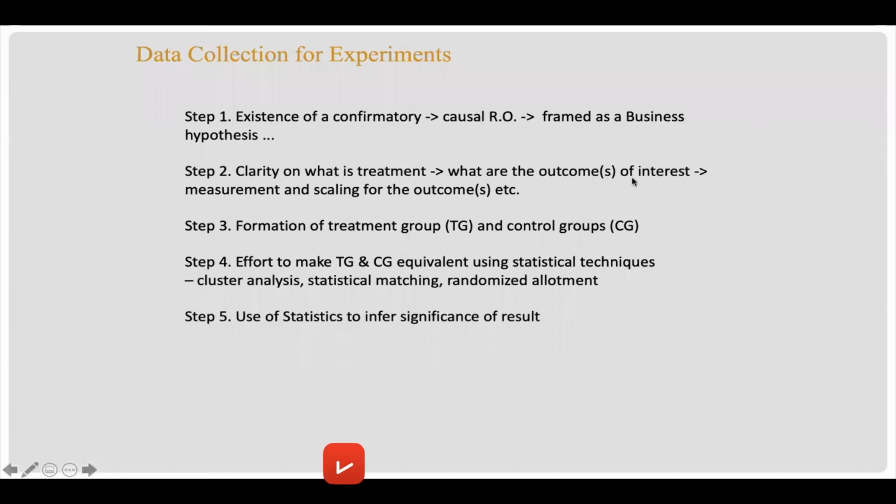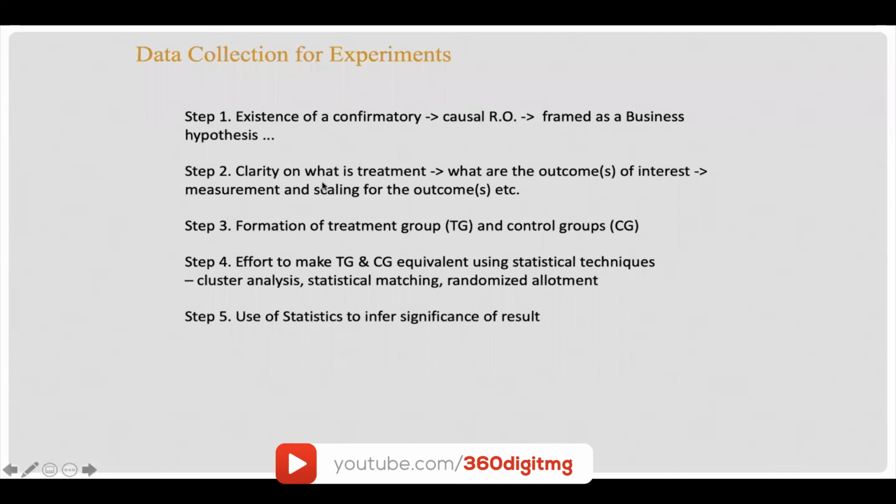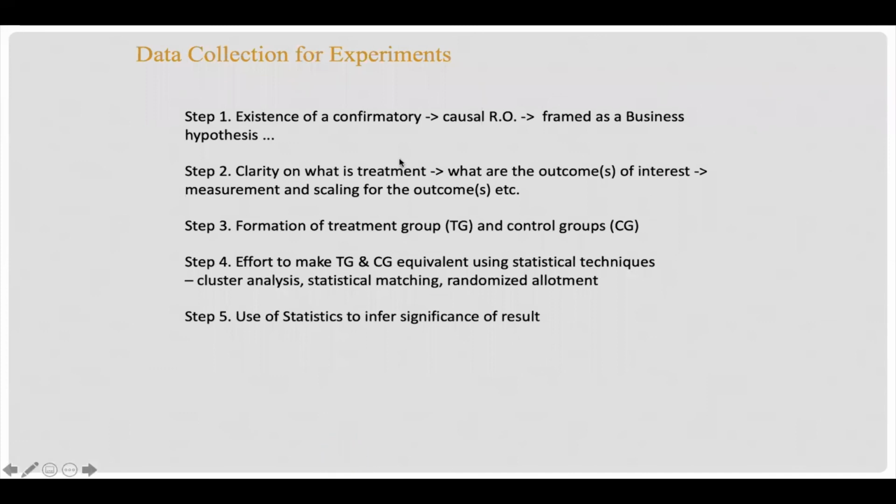What are the outcomes of interest? What are you expecting as an outcome? How are you going to measure that, right? How are you going to measure the impact of your treatment on the outcome? Then you form two groups. One is the treatment group, another is a control group, right? And then your effort is to make the treatment group and control group as equal as possible using statistical techniques such as cluster analysis, statistical matching, randomized allocation, etc. And then once you get the results out, you use statistics to infer whether the treatment group is significantly different than the control group or not.